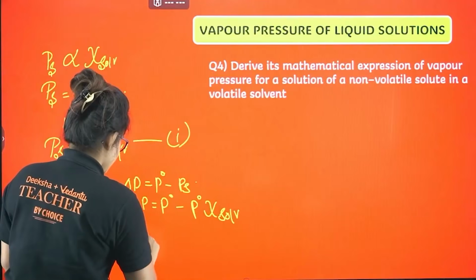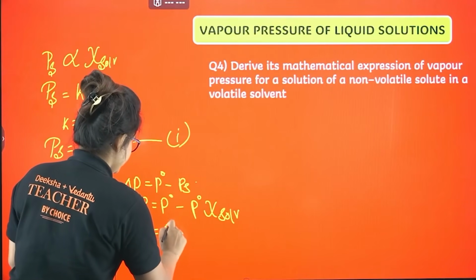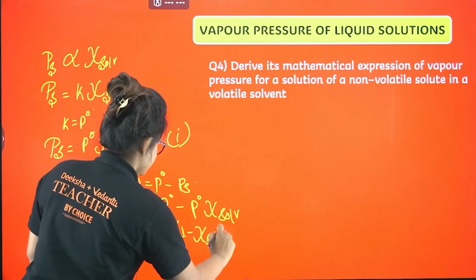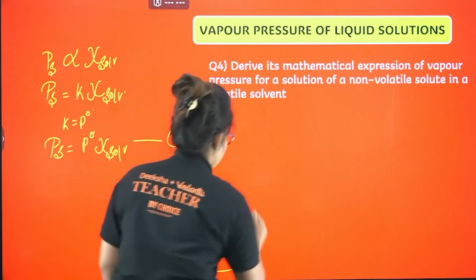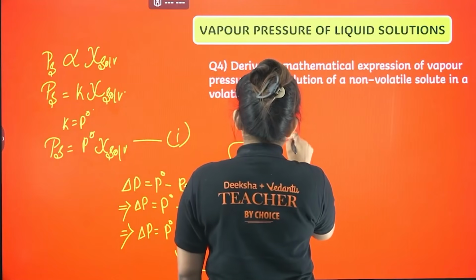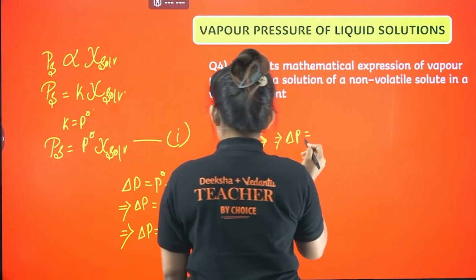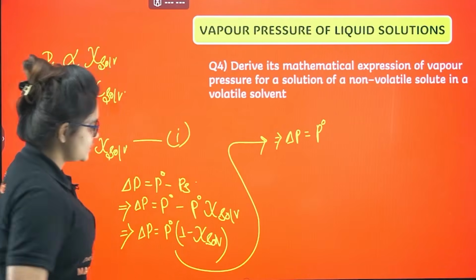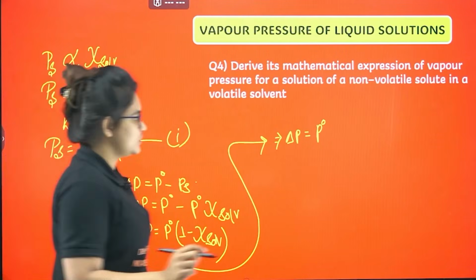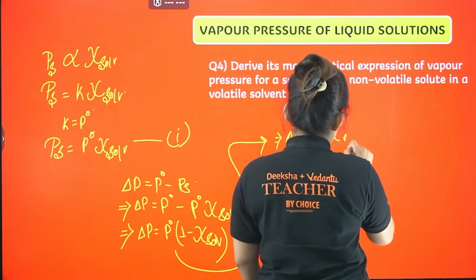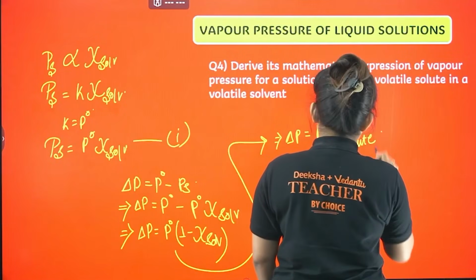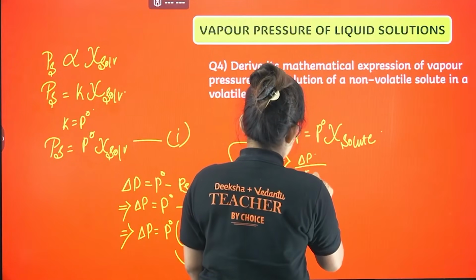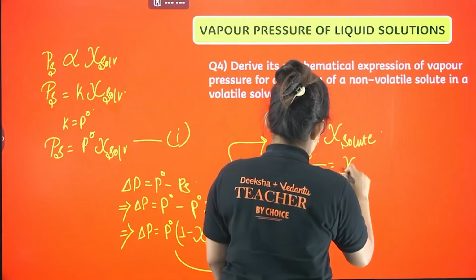Okay, so now what I can do, I can take P naught as common, so P naught into 1 minus mole fraction of solvent, right? From there if I continue, then it should be delta P equals P naught. See, 1 minus mole fraction of solvent will give you the mole fraction of solute, right? Mole fraction of solute, right? So now from here, delta P by P naught is basically the mole fraction of solute.